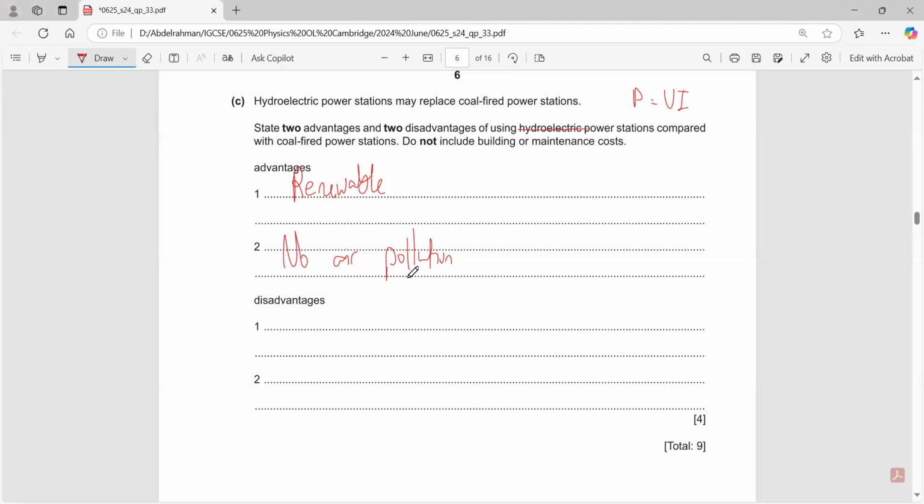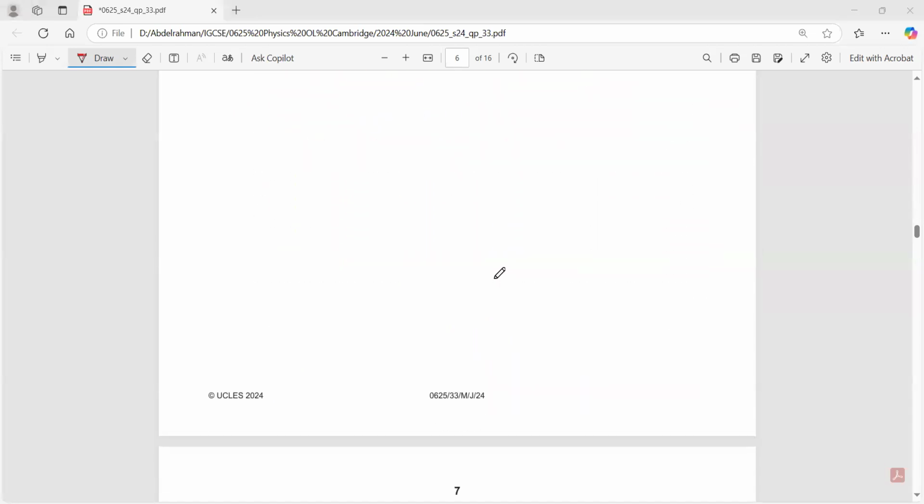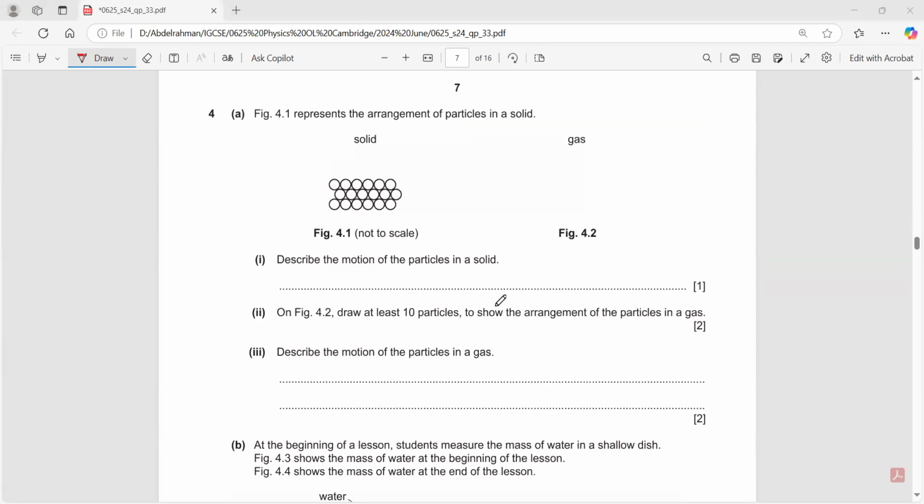So first of all, it can damage animal habitat. It can cause flooding behind the dam. Good. No, they are both reliable. The coal-fired power station and the hydroelectric power stations, they are both reliable.